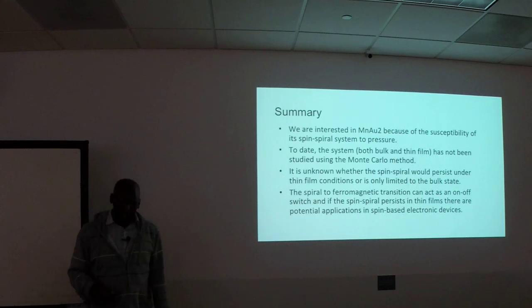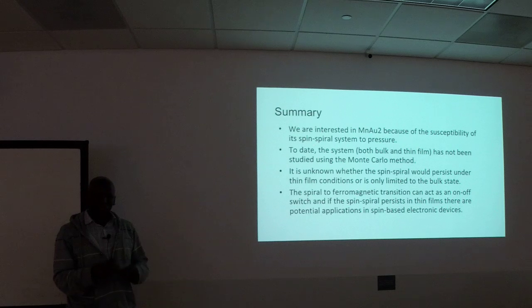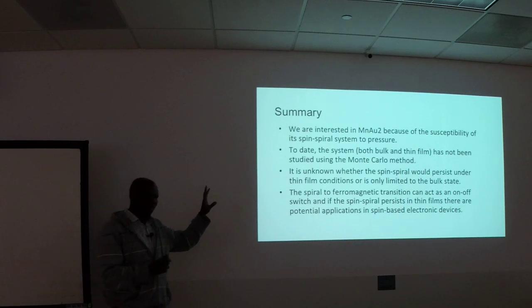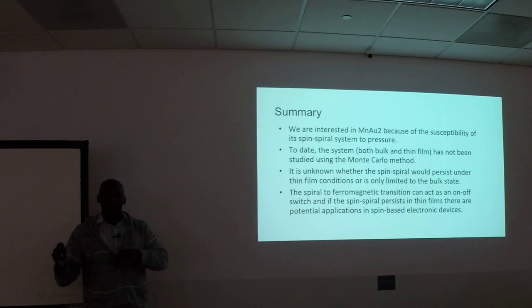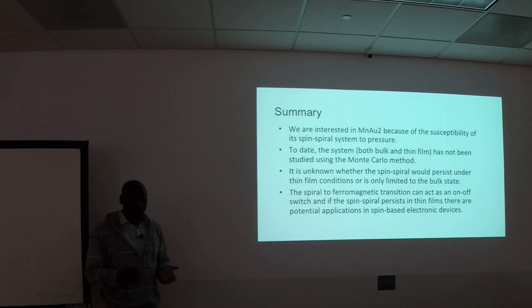So here, just to summarize, the manganese gold is interesting because of its susceptibility to pressure. By changing the pressure, I mean changing the interaction parameters, like we saw in the initial slides. When you change the interaction parameters, it changes how the transition happens. So when I say you model changing the pressure, it is essentially playing with the parameters to see how that affects the transition. And again, this system has not been modeled yet. A lot of calculations have been done on it, but it hasn't really been modeled to see what happens. And we don't know whether the same behavior will be observed in the bulk state and in the thin film state. And if we can model it, then it's possible to have it used in spin electronic devices.